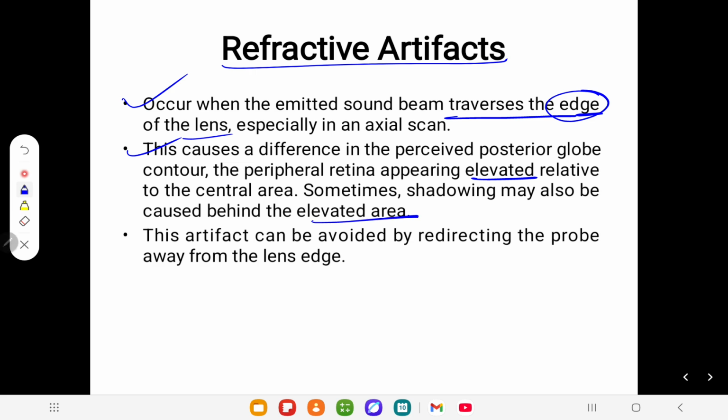So basically, if you send the beam through the edge of the lens, there is a refraction, and then the peripheral area of the retina is perceived as an elevated area. That's very important. This artifact can be avoided by redirecting the probe away from the lens. So this artifact is because of the lens, and you redirect the probe away from the lens.